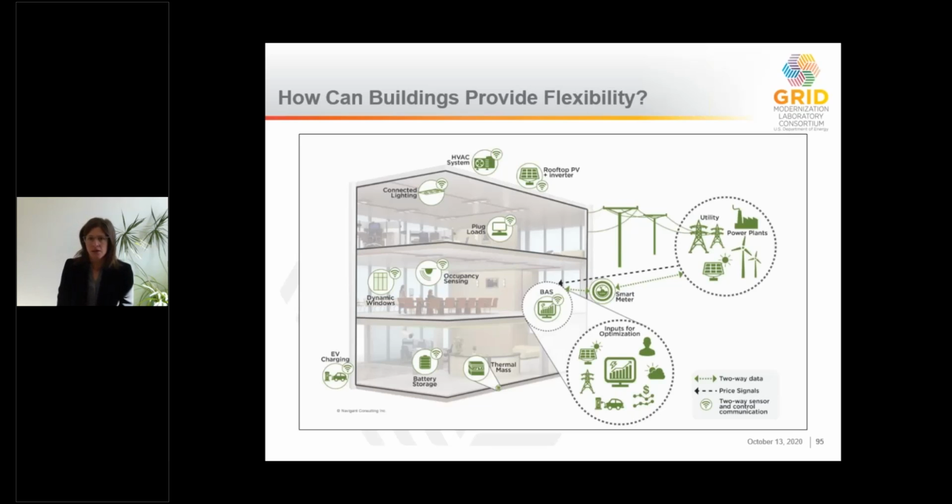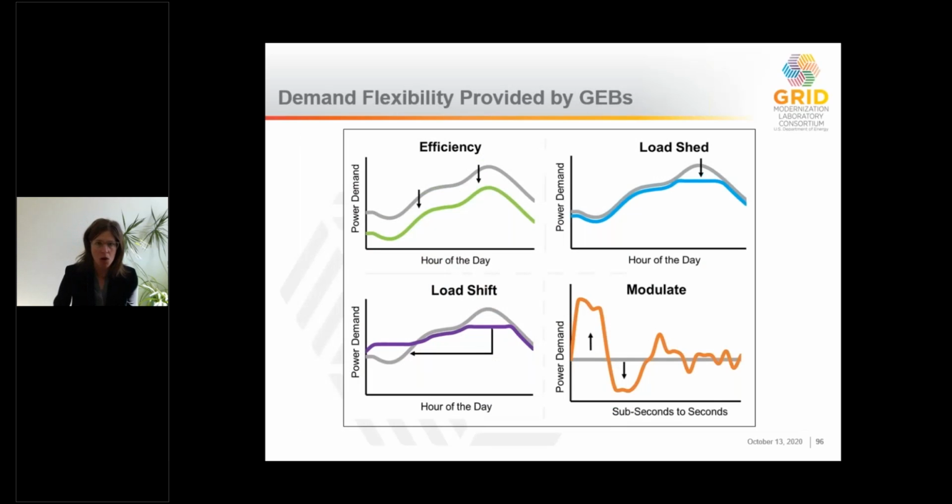So there's 4 demand flexibility modes that we really highlight here. First one is energy efficiency. Of course, this is just reducing the load profile of a building. Load shed is what we're more interested in as we talk about GEBs, and load shift and modulation. So load shed is just reducing our peak load for short periods of time throughout the day, so a couple hours perhaps. This can change on a weekly basis or depending on the day of the week, and it might have seasonal impacts as well.